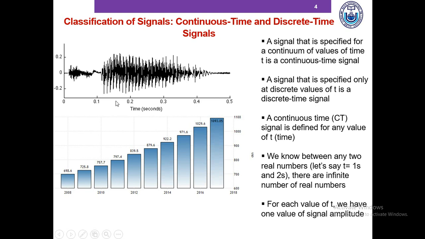Let's go back to our earlier examples. The speech signal here is a continuous time signal, whereas the GDP data or signal is a discrete time signal. If you compare these two figures, you see that both of these signals' independent variables are time. However, time for a speech signal is a continuous variable, whereas for GDP it is a discrete variable. In other words, we know what the amplitude of the speech signal is at time, let's say 0.15 seconds, whereas we do not know the GDP value for 2008.5 years.